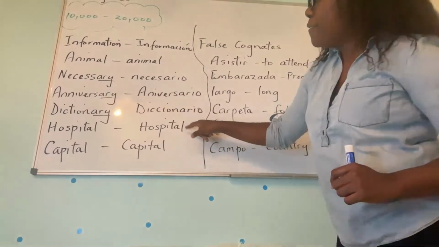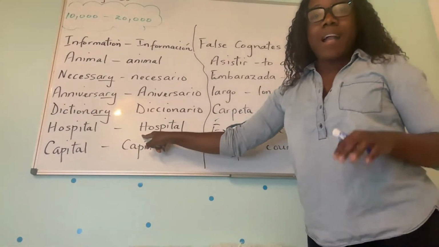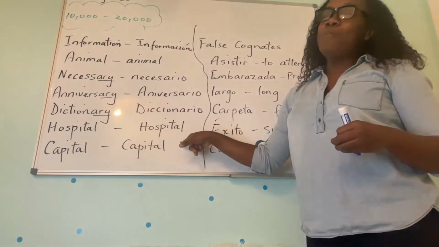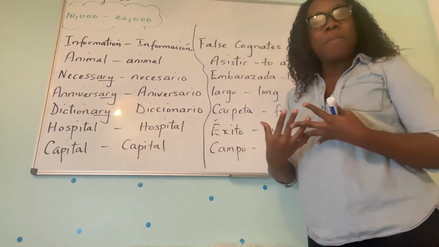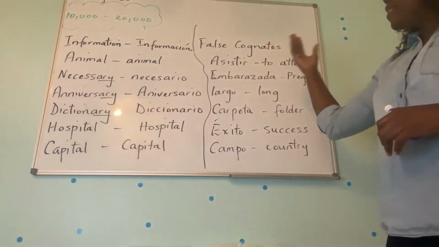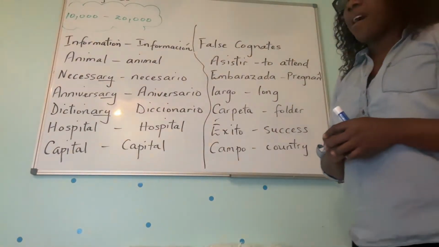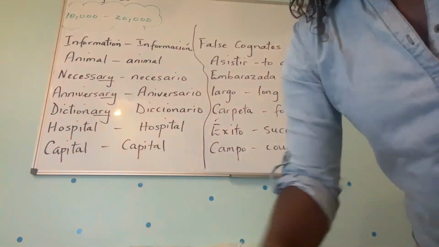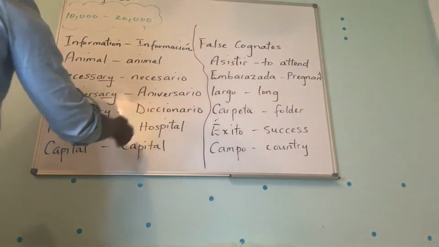So we also have to remember, though, that in English we say hospital, we place that emphasis on the H, but the H in Spanish is silent. So hospital in Spanish is hospital. Okay, so these are some of the examples of cognates in Spanish, and I'm going to put some additional examples on the board so you can accelerate your learning of the language.